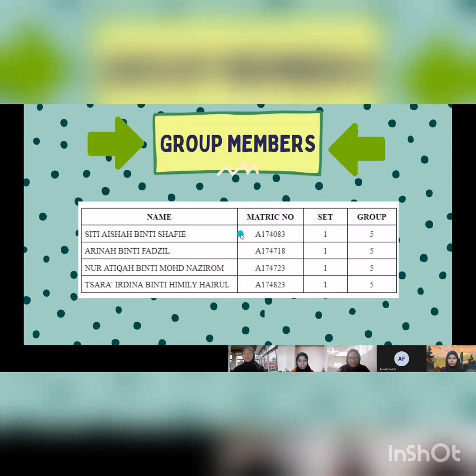Next slide. This is our group members, which is Siti Asha, Arina, Nur Atika, and Sarah. Next slide.